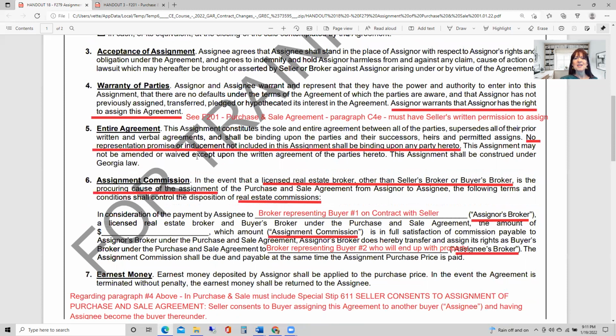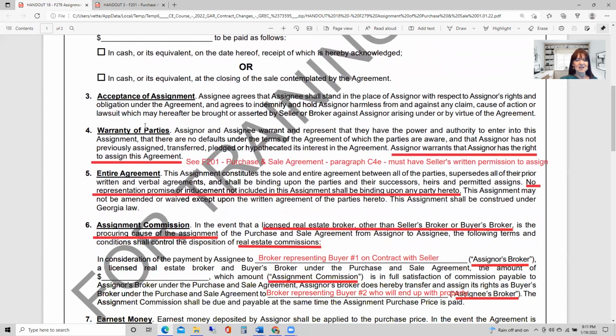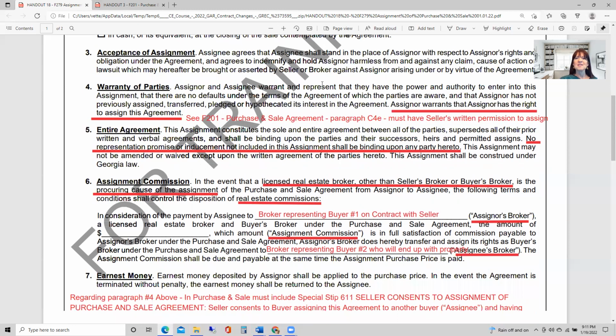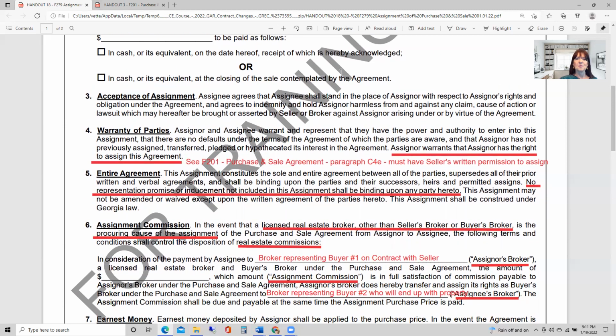And then it talks about the acceptance of the assignment, and the assignee, or buyer B, the person that's going to end up occupying the property, agrees that the assignee shall stand in place of the assignor with respect to the assignor's rights and obligations under the agreement, and agrees to indemnify and hold harmless the assignor from lawsuits, damages, and so forth, and the seller or the broker against the assignor.